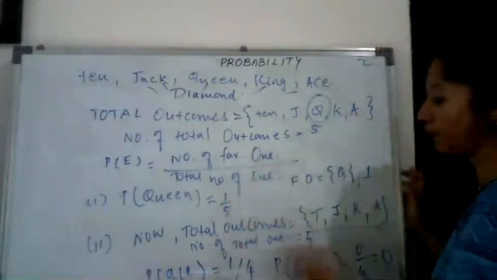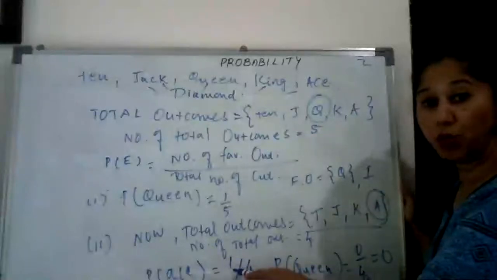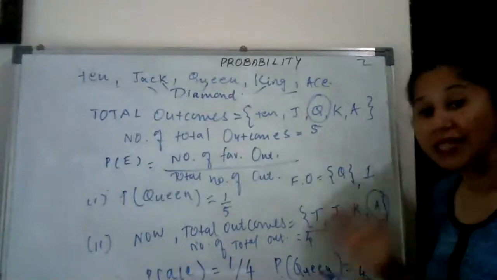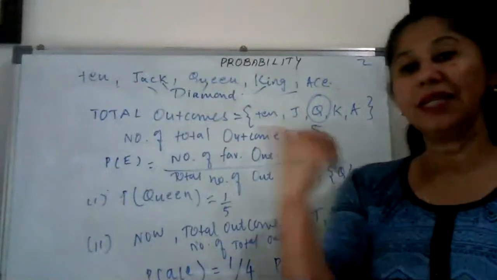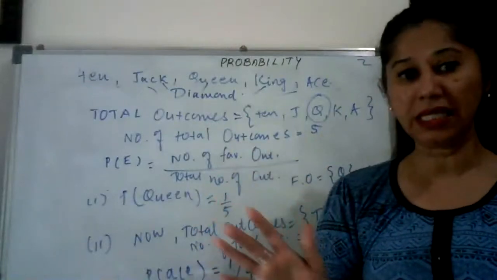And then we have to find out the probability of S. So only one S card here, so it becomes 1 on 4. And then we have to find out the probability of queen. Since there is no queen, we get 0 on 4. So ultimately probability is 0. I hope this is clear to you.